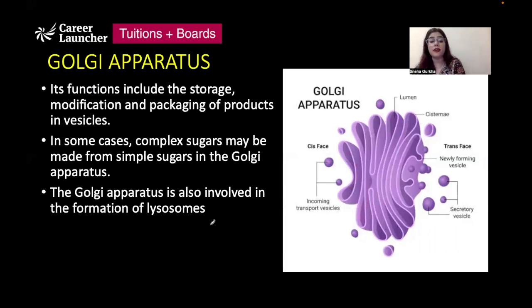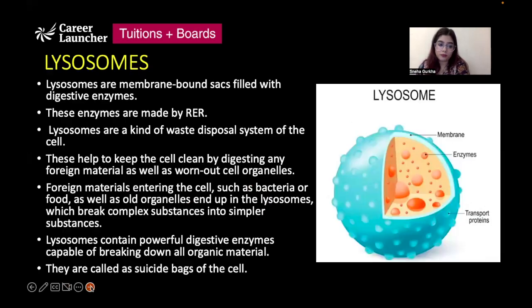So its major function is modification, storage, and packaging of the products that are formed by the endoplasmic reticulum. The proteins, lipids and sugars are modified by the Golgi apparatus, and after modification they are packed in the form of vesicles and sent to different places in need. Golgi apparatus is also involved in the formation of another organelle that we'll study about, which is the lysosome. Next, let's talk about lysosomes.